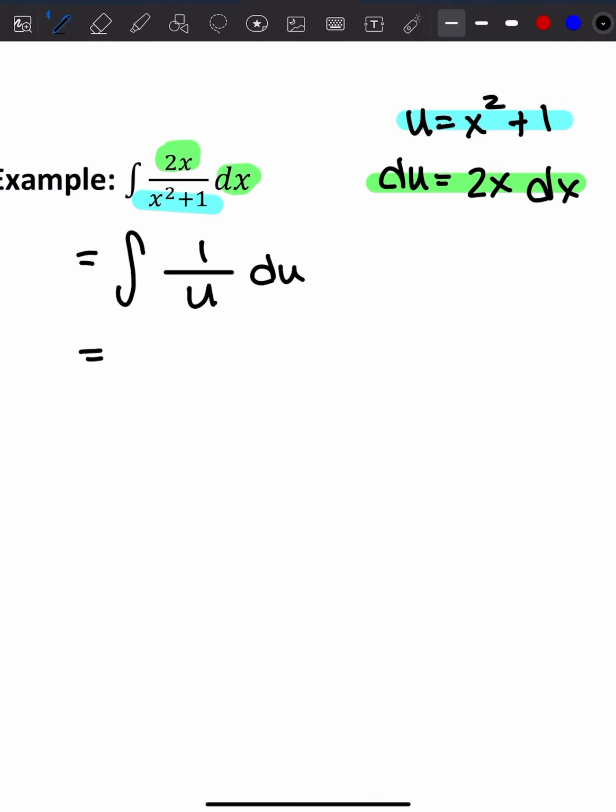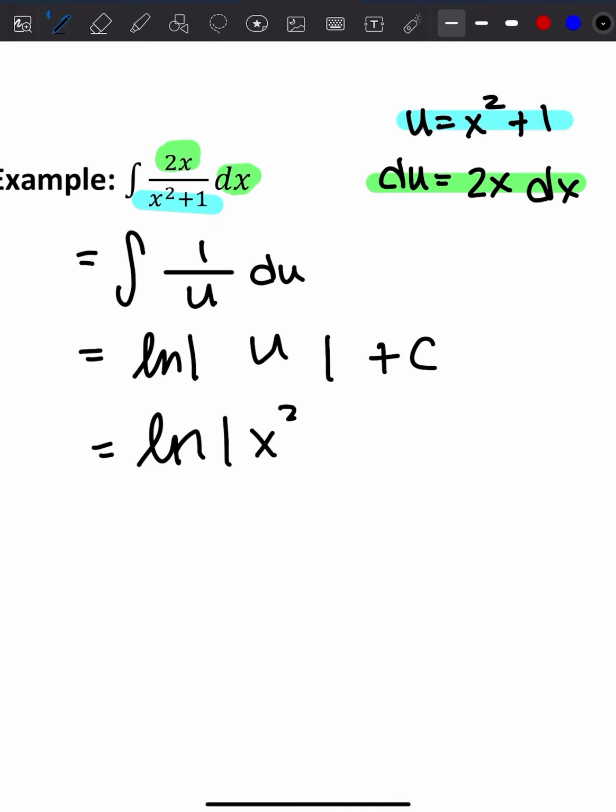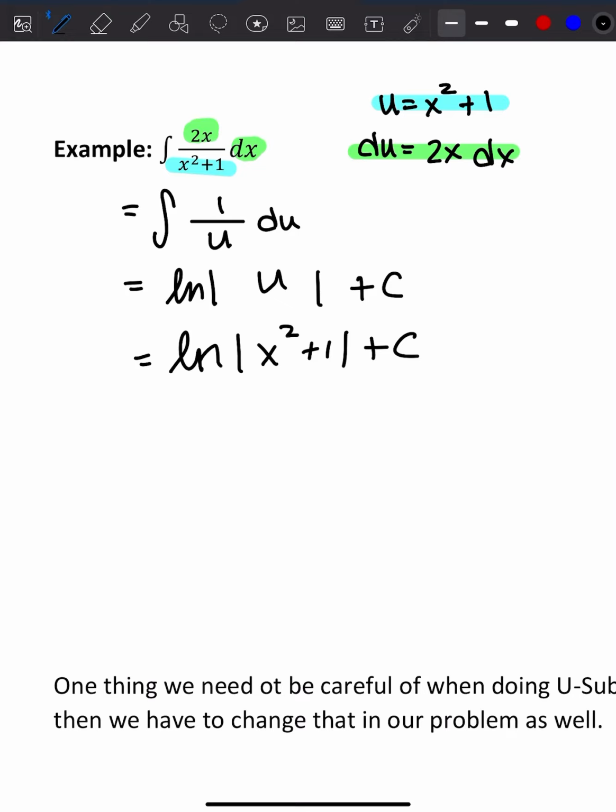The integral of 1 over u is the same thing as the natural log. We want the absolute values here to make sure that u won't be negative. And then we are going to change it back. So the natural log of the absolute value of x squared plus 1 plus c. U substitution takes things that look kind of scary and turns them into things that are a little bit easier.